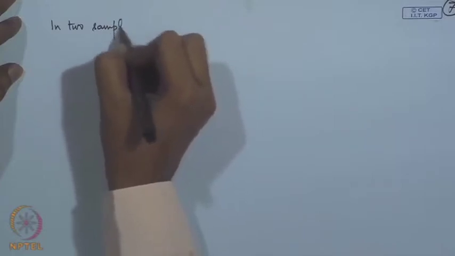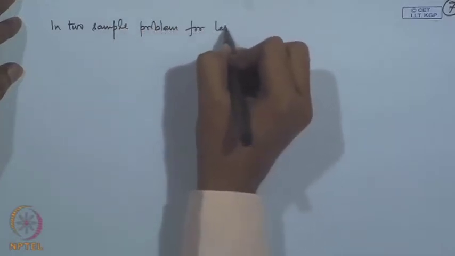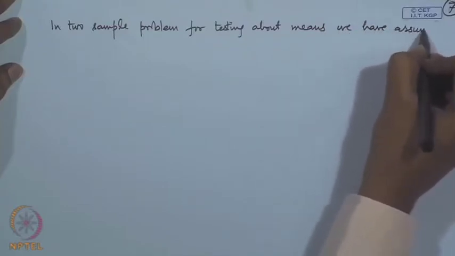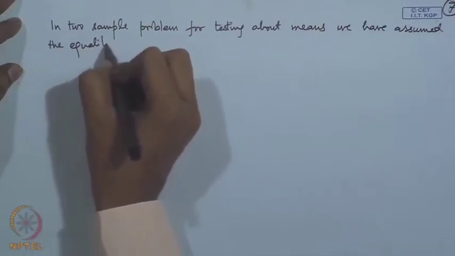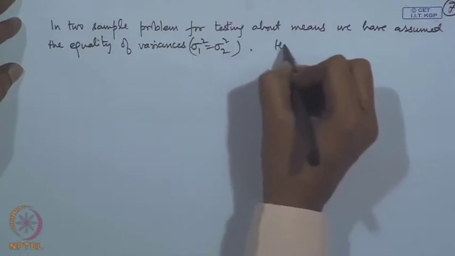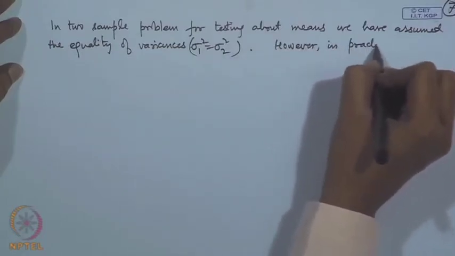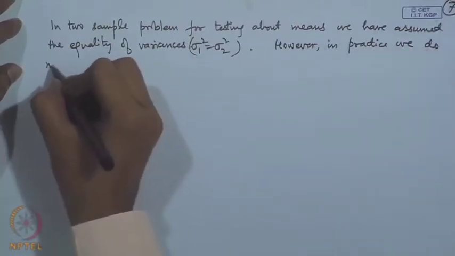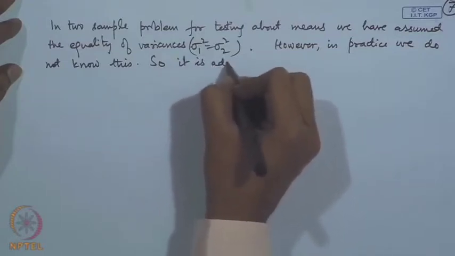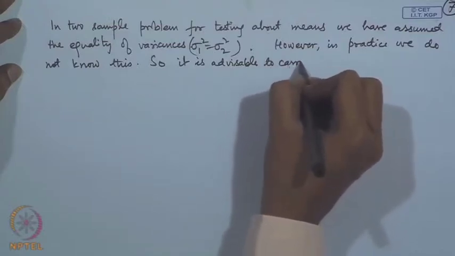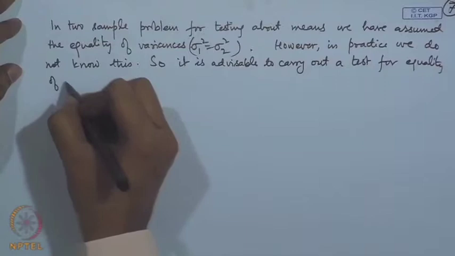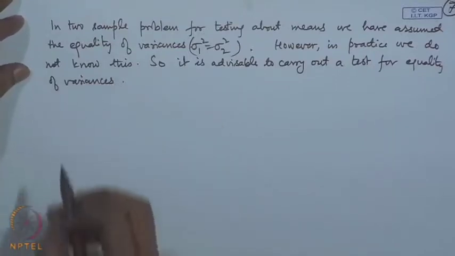In two sample problems for testing about means, we have assumed the equality of variances, that is sigma 1 square is equal to sigma 2 square. However, in practice we do not know this. So, it is advisable to carry out a test for equality of variances. So, I will provide this here.